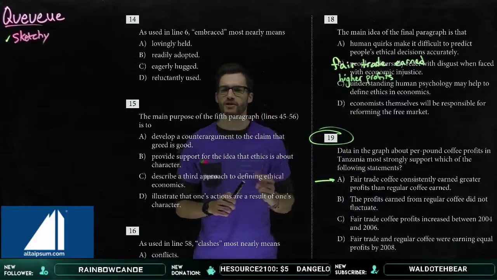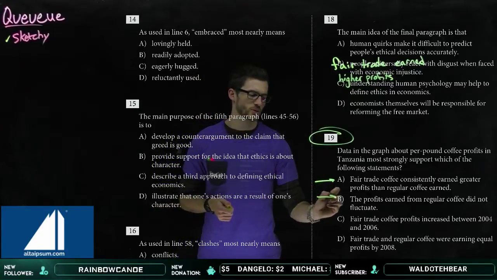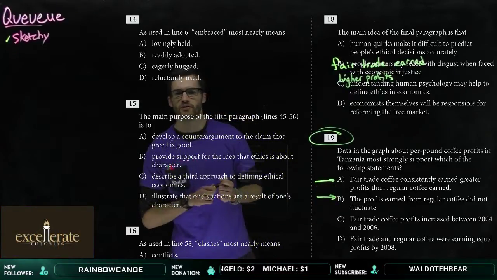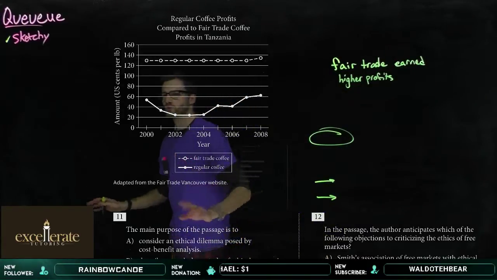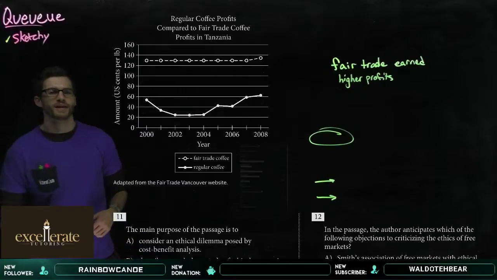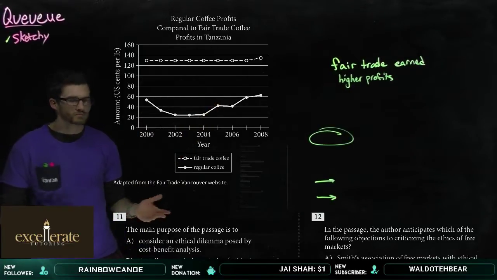B. The profits earned from regular coffee did not fluctuate. That's what we're looking at now. The profits earned from regular coffee did not fluctuate. So regular coffee didn't fluctuate. Yeah, it did. Look at that. It fluctuated. So B is definitely wrong.